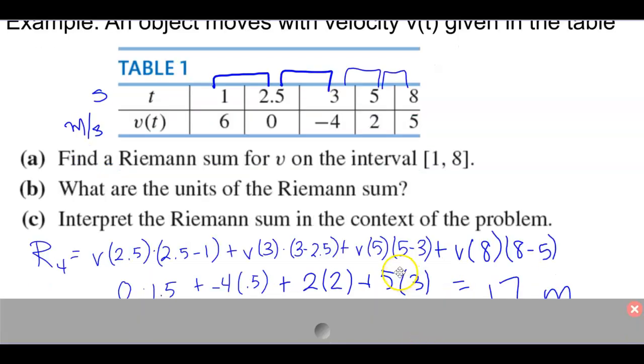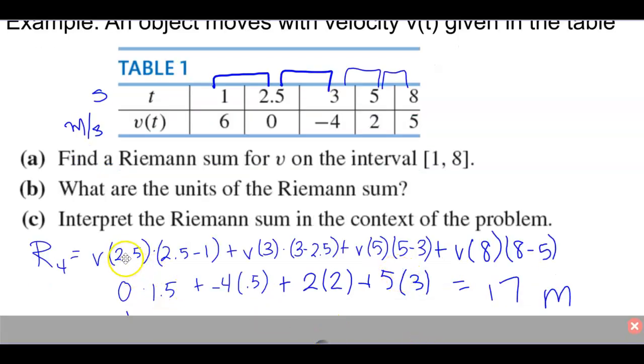So if I actually calculate those, v of 2.5 is 0 times 1.5. V of 3 is negative 4 times the difference between these two, which is 0.5. Oh, sorry, I already did that one. V of 5 is 2, and the difference between 3 and 5 is 2, plus v of 8 is 5, and the difference is 3. So when we calculate that all out, I should get 17.